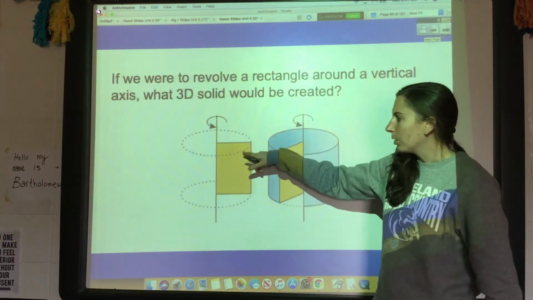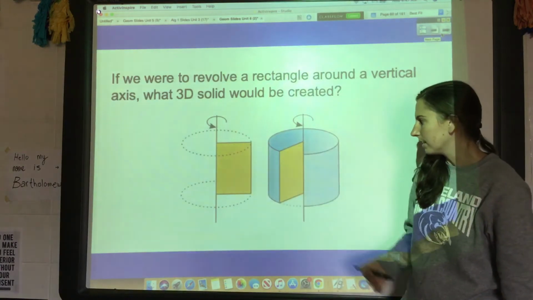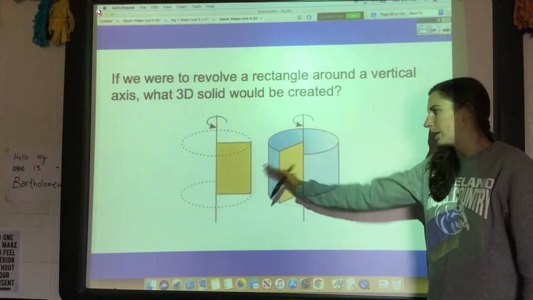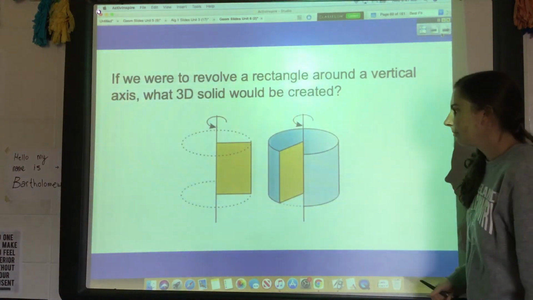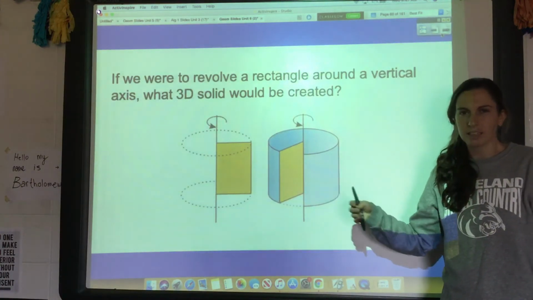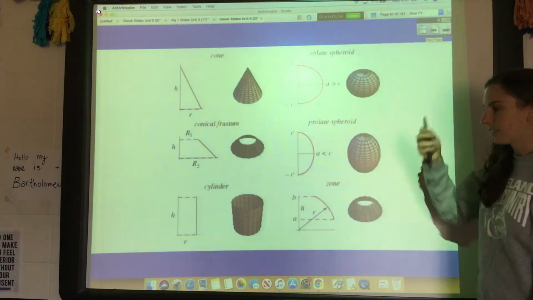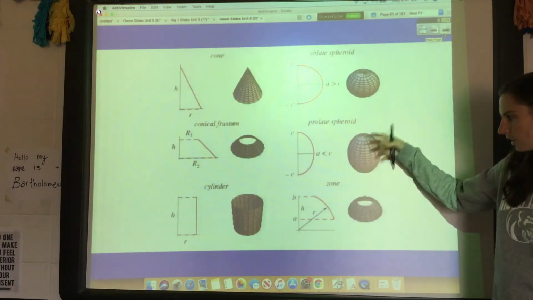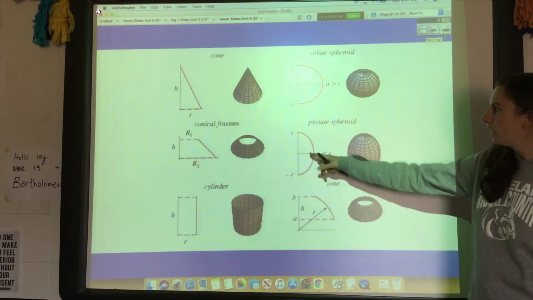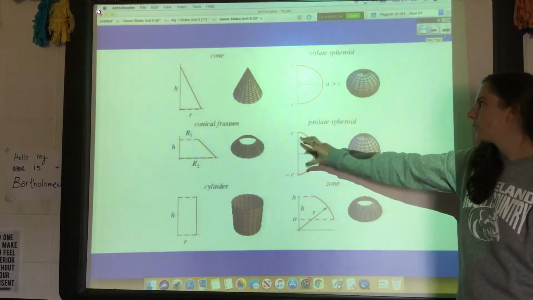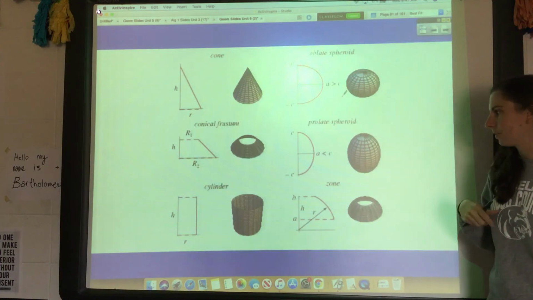Because this top part would go around in a circle and the bottom part would go around in a circle, making those bases, but it would be kind of rounded on the sides, which would be a cylinder. So you don't need to memorize any of this. It's just be able to figure it out. It's good practice, this three-dimensional stuff for your brain. Here's a few more that I just wanted to show you. If you were to revolve this semicircle around, it would form a sphere.